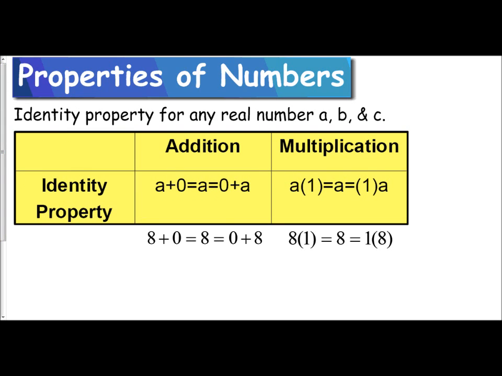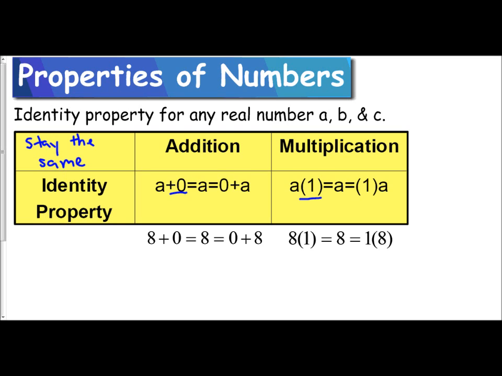Next, we have the identity property. You think of the word identity, it means who you are, you stay the same. So for the identity property of addition, in order to keep a number the same, you have to add 0 to it. For the identity property of multiplication, in order to keep the numbers the same, you multiply by 1. So when you're adding 0 to a number, it doesn't change its value. That's the identity property of addition. When you're multiplying a number by 1, it doesn't change its value. That is the identity property of multiplication.